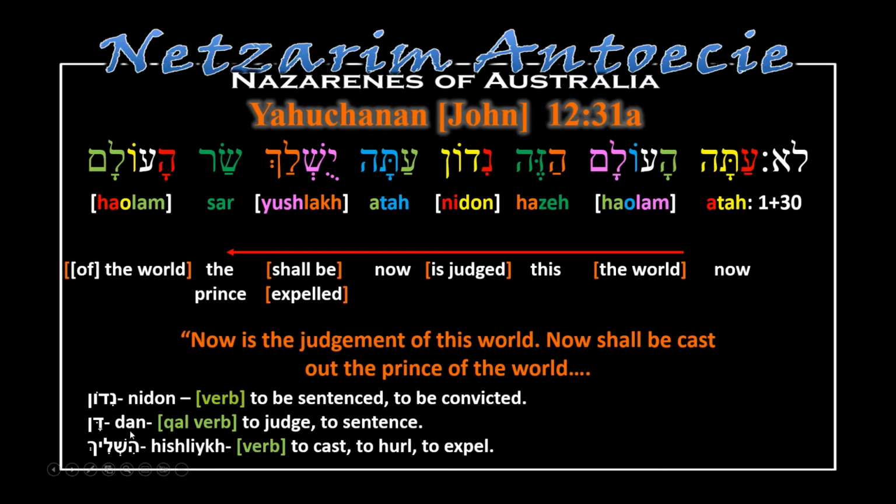So let's have a look at it. It sort of comes from hishlek, which is a verb to cast, to hurl, and to expel. So therefore, it can be translated to cast as well, as it is down here. And then we have Sar, meaning the prince. Ha'olam, of the world. We also got down here Dan, because we had here Nidon. It comes from the kal verb Dan, is where we also get the name Daniel, right? It means to judge, to sentence. And in normal English: now is the judgment of this world. Now shall be cast out the prince of the world.